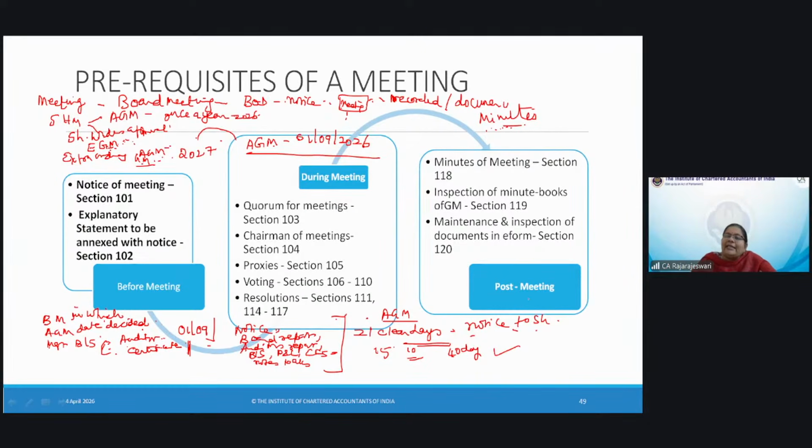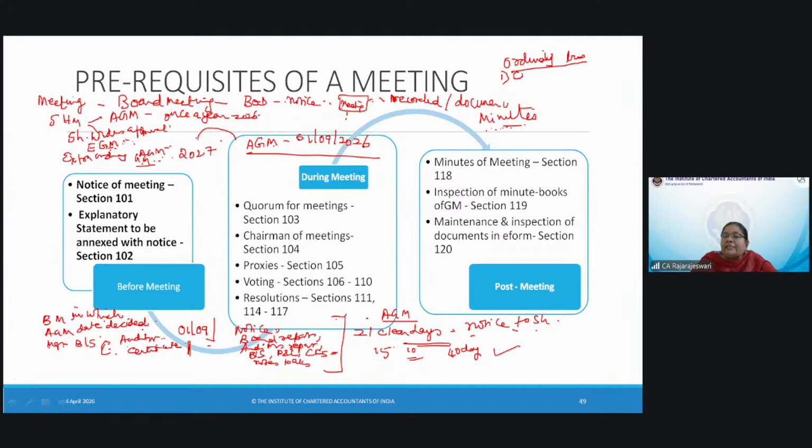Now, a layman will not know what business is conducted. So what are the businesses that are generally conducted in an AGM? If you see, there are two types of business: ordinary business and special business. So what is an ordinary business? What is a special business? We will see. Ordinary business: there are four types of ordinary business.